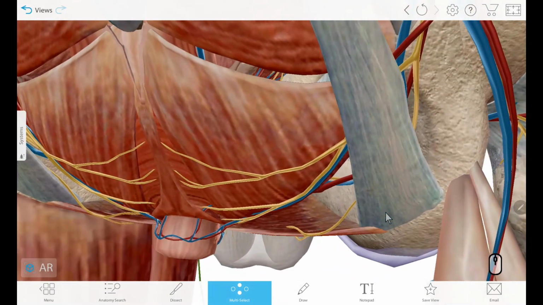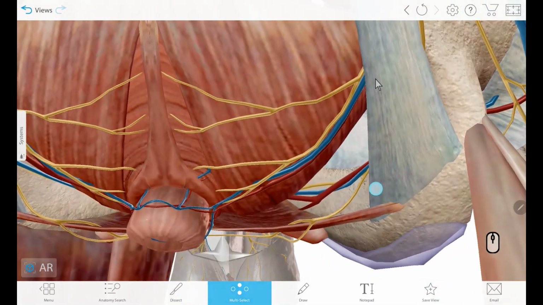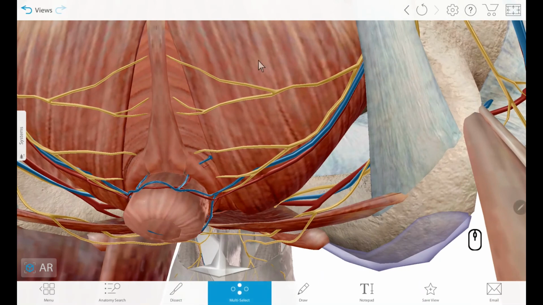The internal pudendal artery, the internal pudendal vein, and the pudendal nerve also give branches going to the rectum. So this is the inferior rectal nerve coming from the pudendal nerve. This is the inferior rectal vein coming from the pudendal vein, and this is the inferior rectal artery coming from the internal pudendal artery.